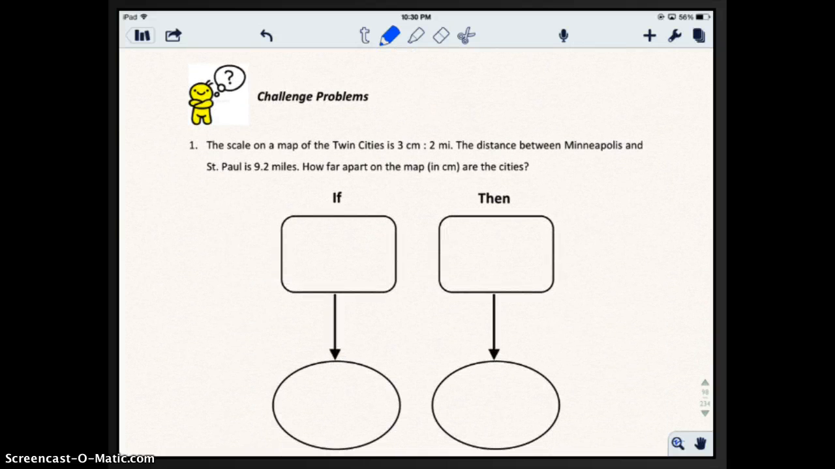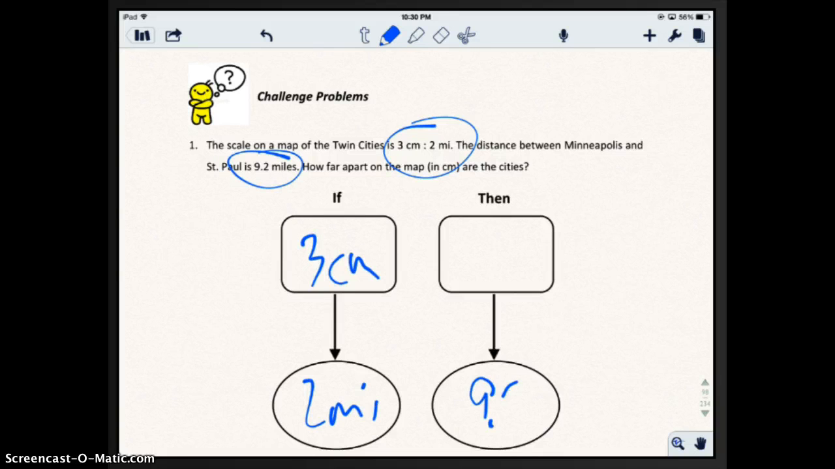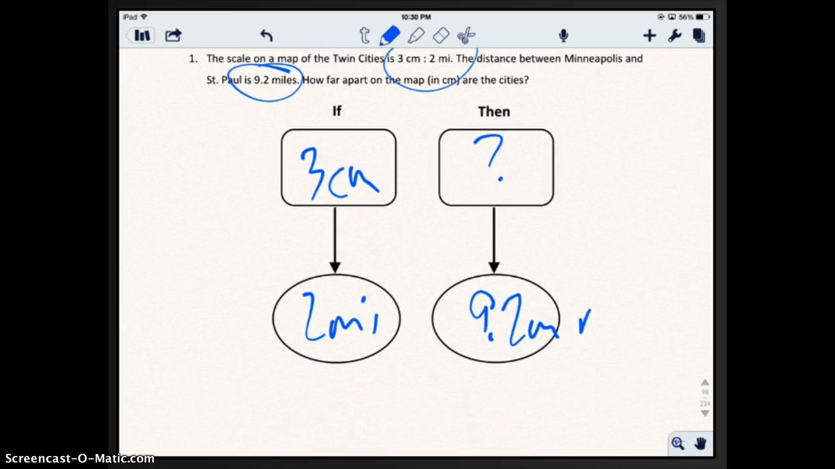Okay, here's a challenge problem, but we're going to do it quick. The scale on a map of the Twin Cities is 3 centimeters is 2 miles. Between Minneapolis and St. Paul is 9.2 miles. How far apart are they on a map? So 3 centimeters and 2 miles and 9.2 miles, and we figure out how far it is on the map. Cross multiply and solve, just use a calculator.